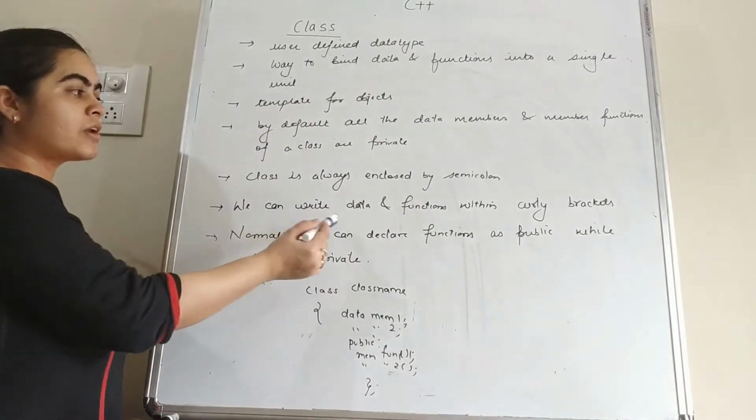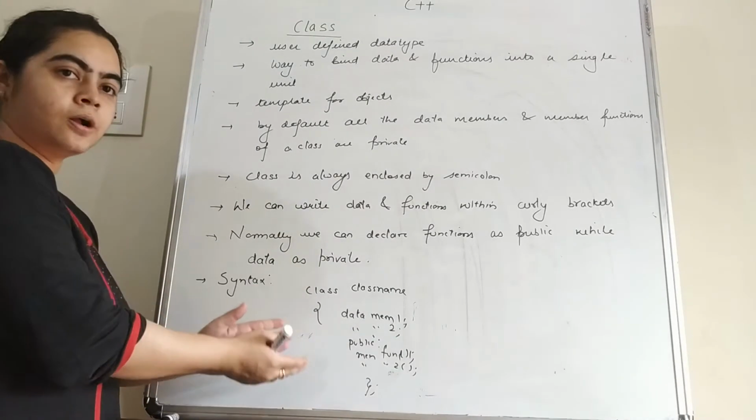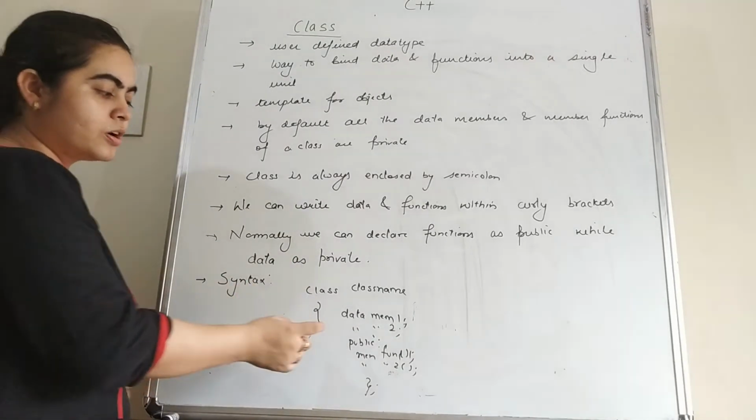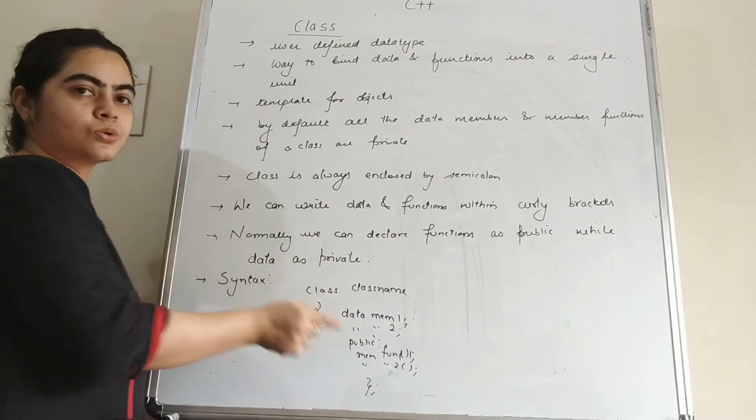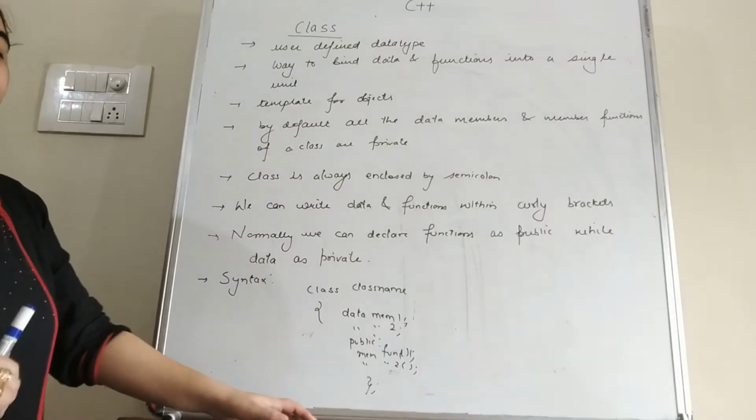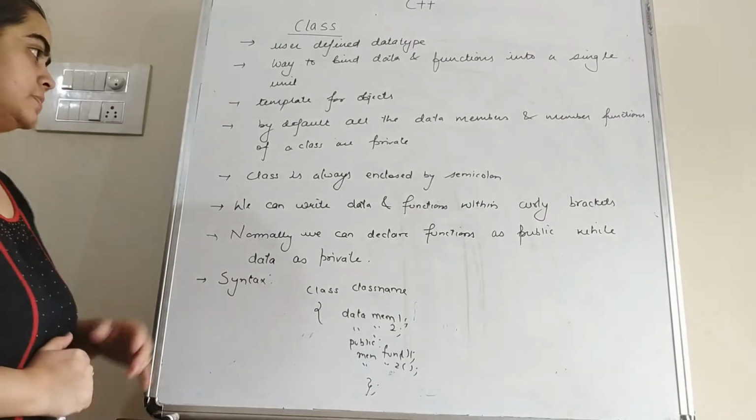Next, we can write data and functions within the curly brackets. So here, this is the syntax of the class where we can write the data and the functions within the class only. That means all the data members and member functions are declared within the curly brackets.